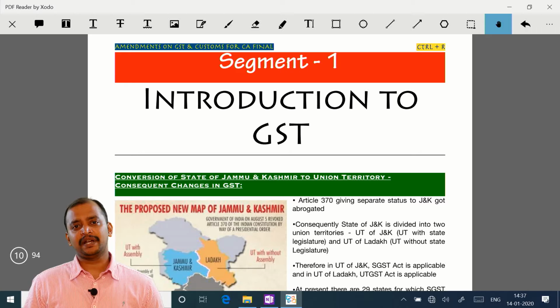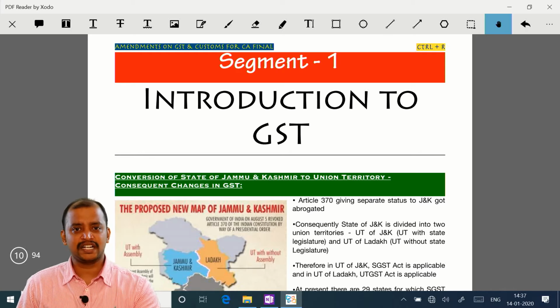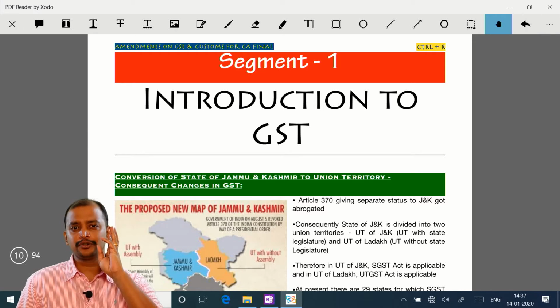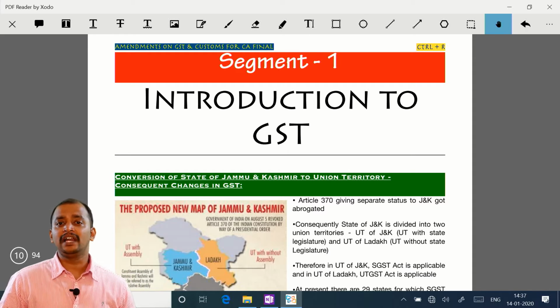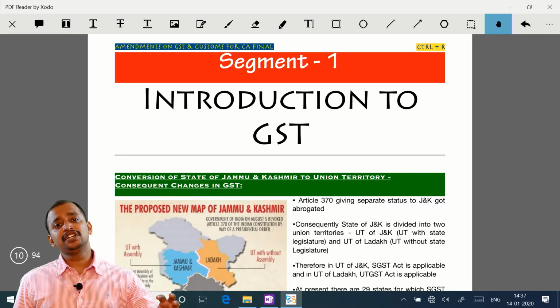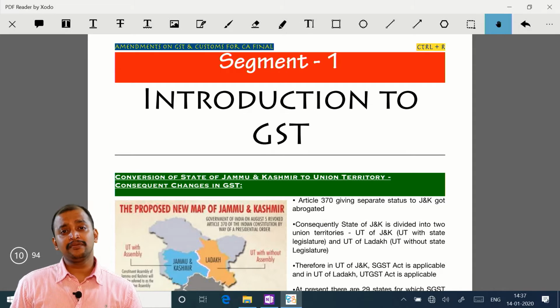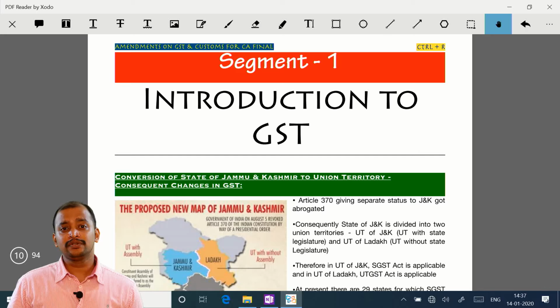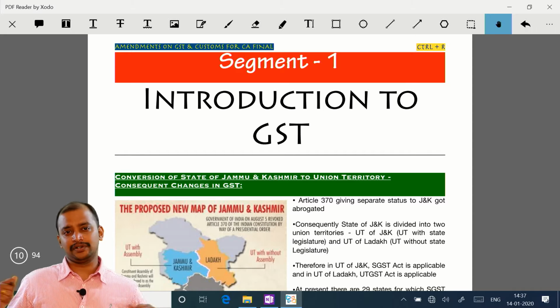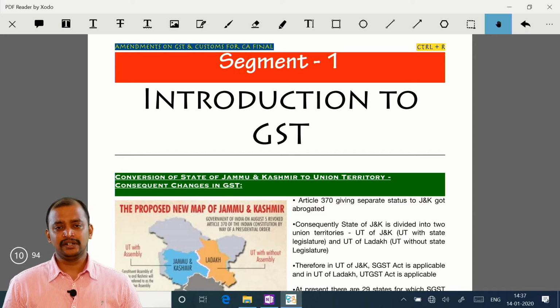So what has happened? The state of Jammu and Kashmir got bifurcated into two union territories: the Union Territory of Jammu and Kashmir, and the Union Territory of Ladakh. The Union Territory of Jammu and Kashmir is a union territory with state legislature, whereas the Union Territory of Ladakh is a union territory without state legislature. What is the state legislature?